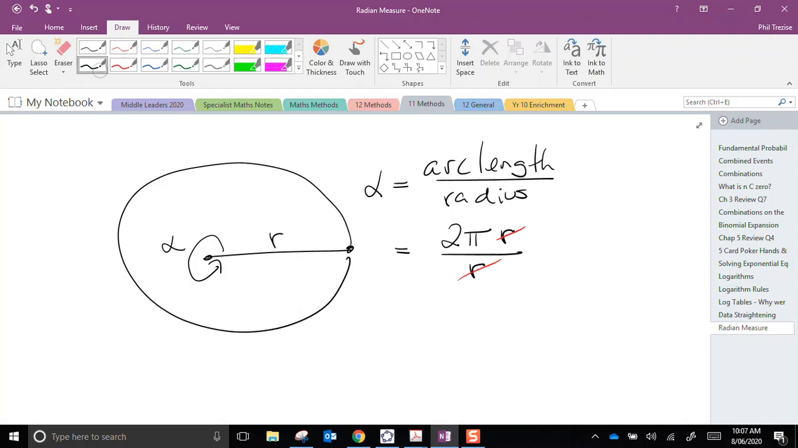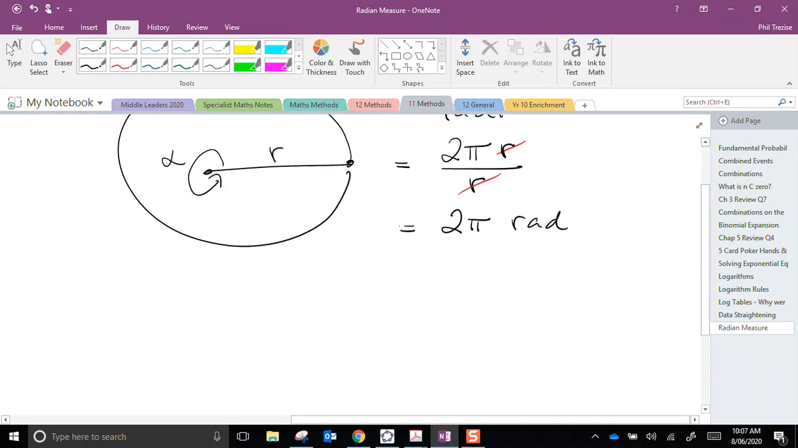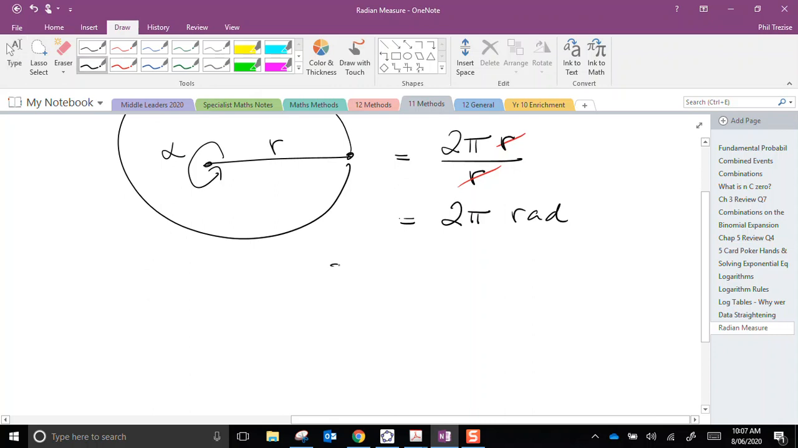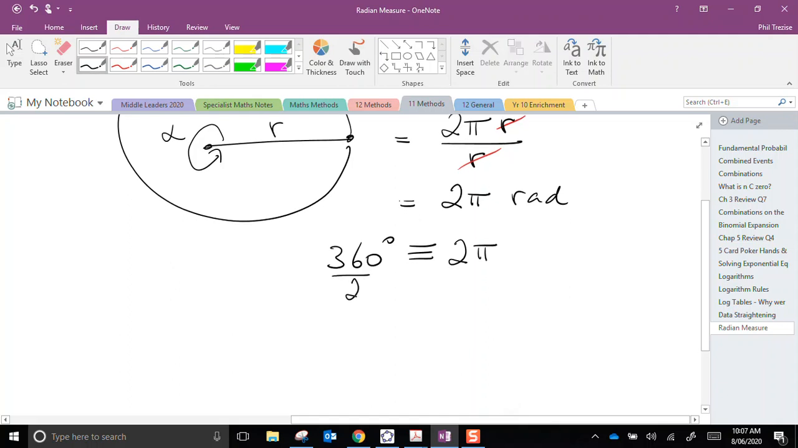And so, yes, a full rotation is 2 pi radians. We just wrote rad for radians. And that's equal to, or the same as, 360 degrees. I'll say equivalent, not equal. Numerically, these are very different numbers. But 360 degrees is the same angle as 2 pi radians. Now, we could divide by 2 on both sides here.